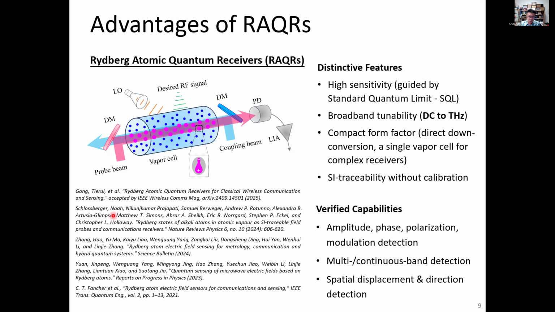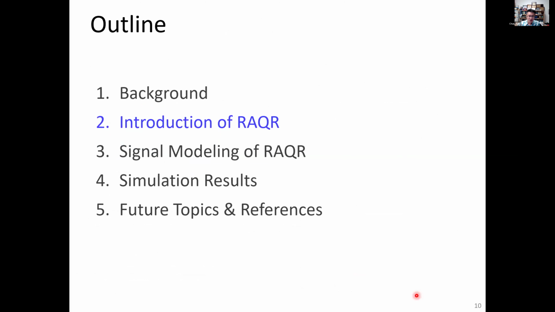In the literature, shown here on the lower left-hand corner, people have demonstrated that these sensors have such capabilities. For example, we can detect amplitude, phase, and polarization. It can have multi-band or continuous band detection. It can also do spatial displacement and direction detection. All these things, people in physics have shown in experiments that these sensors have such capability. Next, we'll introduce these sensors in slightly more detail.